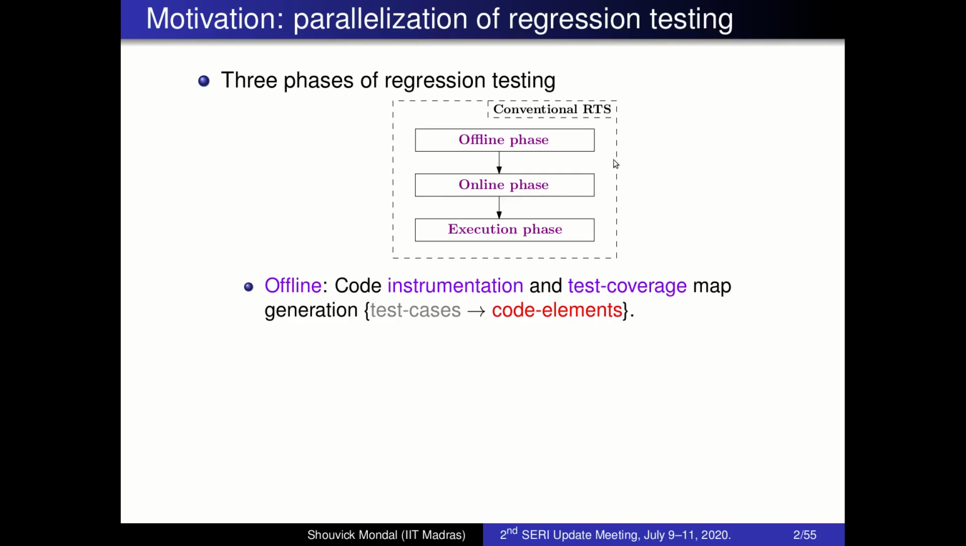So this is the conventional RTS. The offline phase involves instrumenting the code and generating the coverage map, and the online phase starts when the new version comes in. That is why we name it the online phase. Here we perform change identification, and then select the regression tests depending on the code elements that have been changed, mapping back to test cases and selecting the appropriate ones.